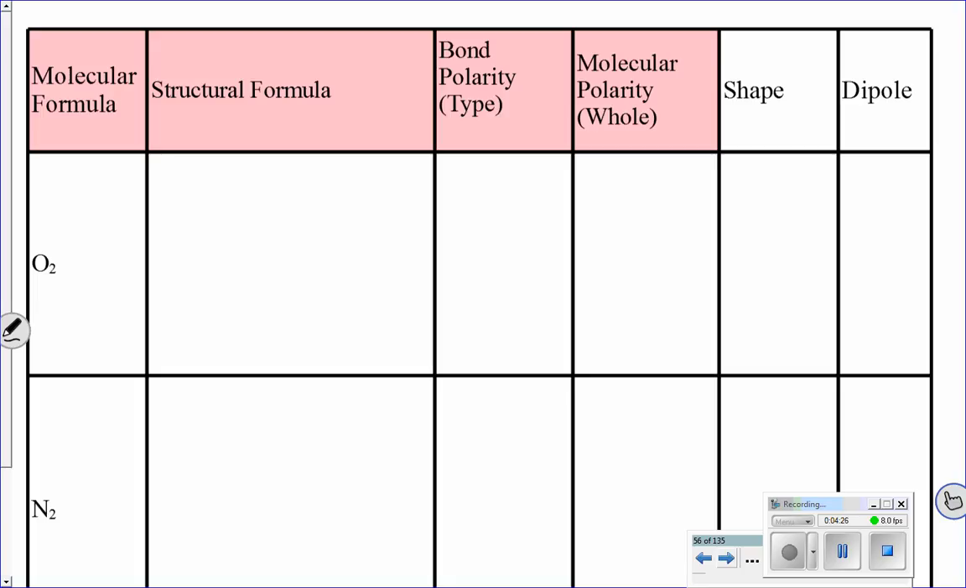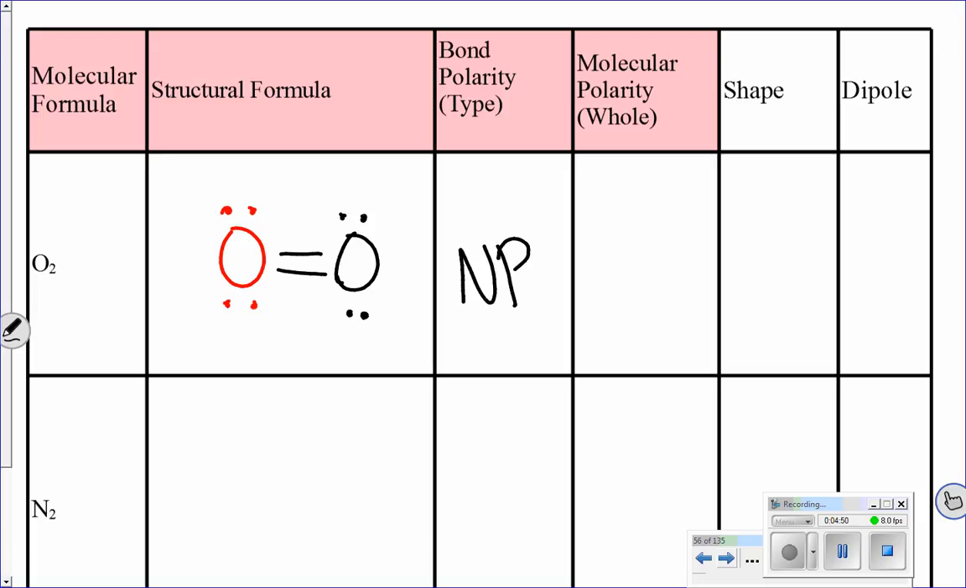Oxygen: each of these guys is coming to the table with 6 valence electrons. So this O has 1, 2, 3, 4, 5, 6. And this guy has 1, 2, 3, 4, 5, 6. So by sharing 4 electrons in between them, that will allow them to each feel like they have 8. My bond type here is still nonpolar. It's a very symmetrical nonpolar molecule. My shape is linear, and I do not have a dipole.